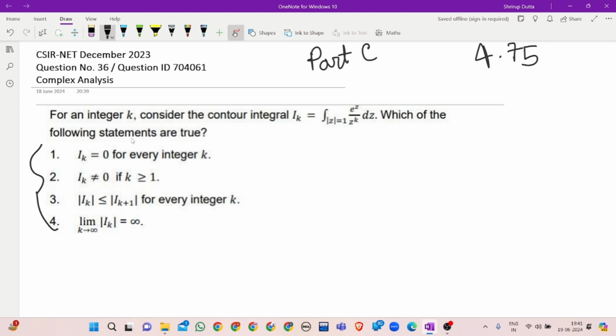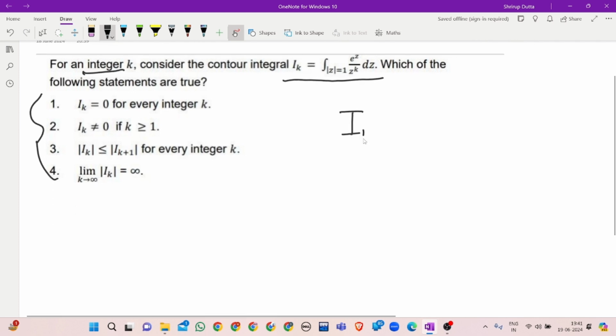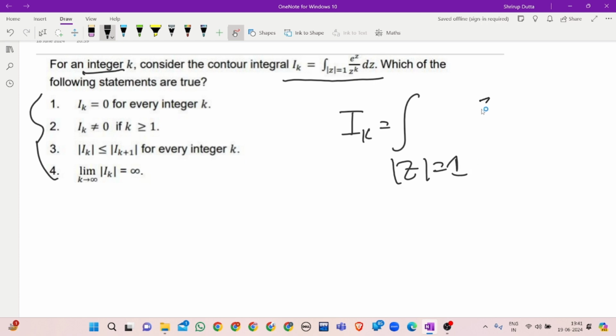So given that for a given integer k, consider a contour integral I_k. This I_k is given by the integration over |z| = 1 of e to the power z by z to the power k dz. So the first option says I_k is 0 for every integer k.